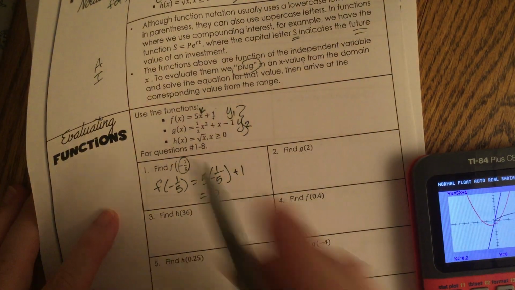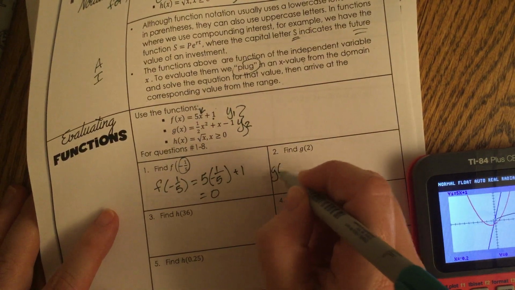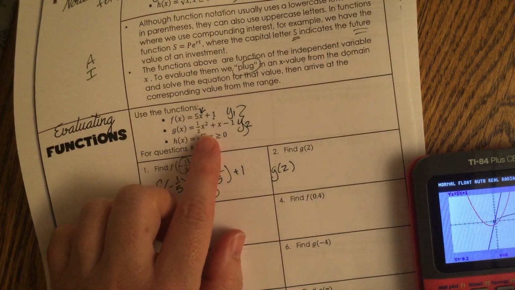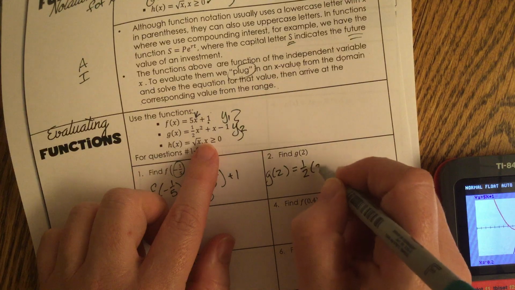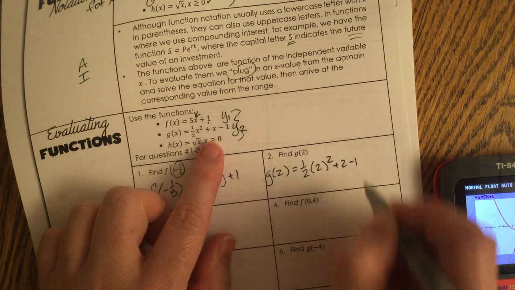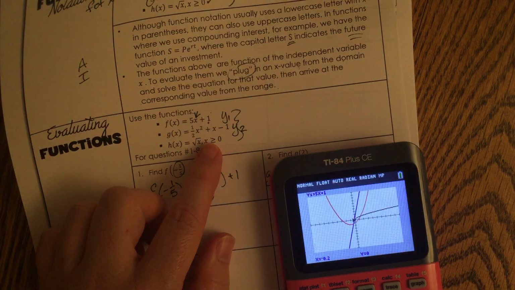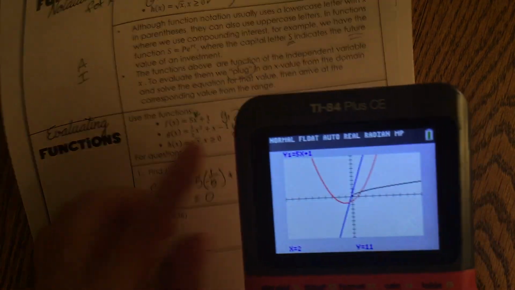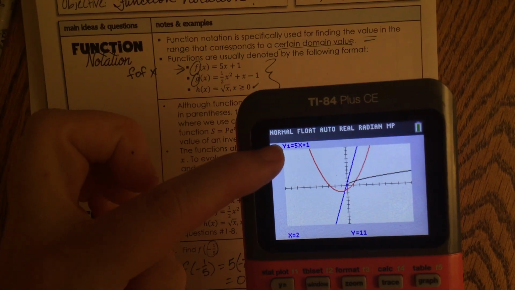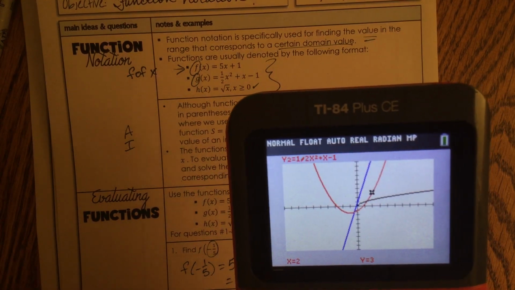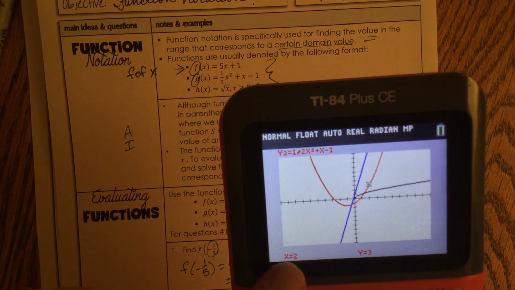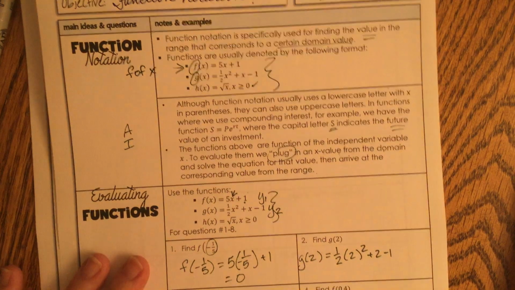Okay, so what that means is I want to plug in 2 every time I see an x in the g function. So I have 1/2 2 squared plus 2 minus 1. Well, I can hit second calc value 2, okay? However, you can see up here, I'm in y1. So I want to be in y2, which is my g of x function, and I see that g of 2 is equal to 3.